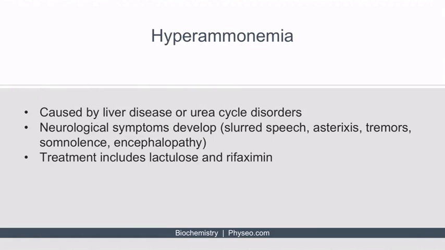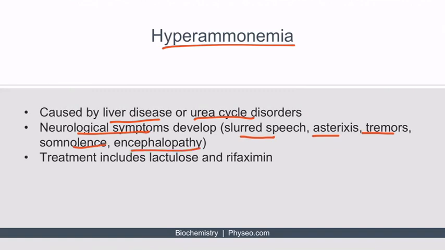As I mentioned a minute ago, the urea cycle disorders, including ornithine transcarbamylase deficiency, result in hyperammonemia. So it's important to be familiar with the symptoms of hyperammonemia. Because the urea cycle occurs in the liver, liver disease or urea cycle disorders can both cause disruption of the urea cycle, which will result in hyperammonemia. The ammonia is most toxic to the brain, so it shouldn't be surprising that hyperammonemia results in neurological symptoms. These include slurred speech, asterixis, tremors, somnolence, and encephalopathy.